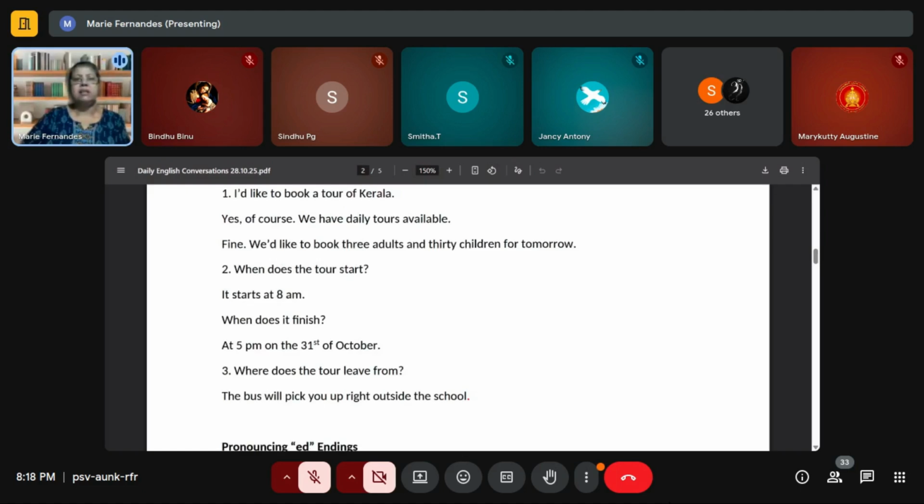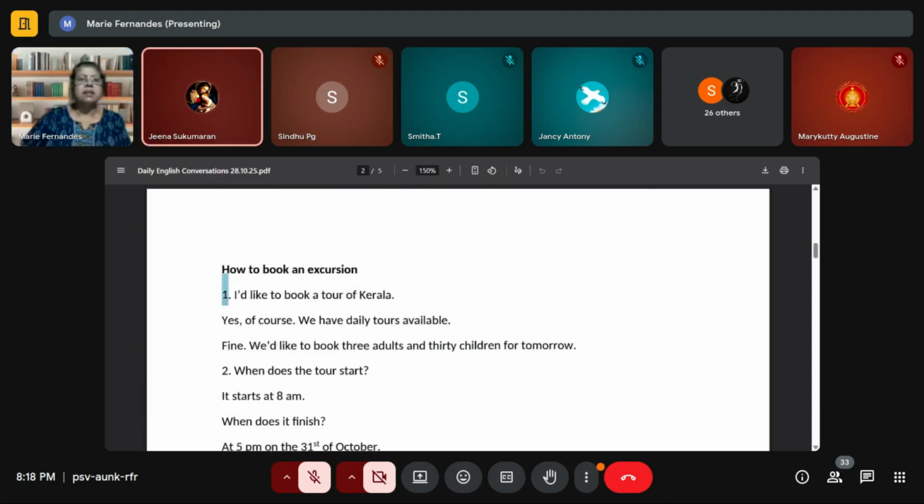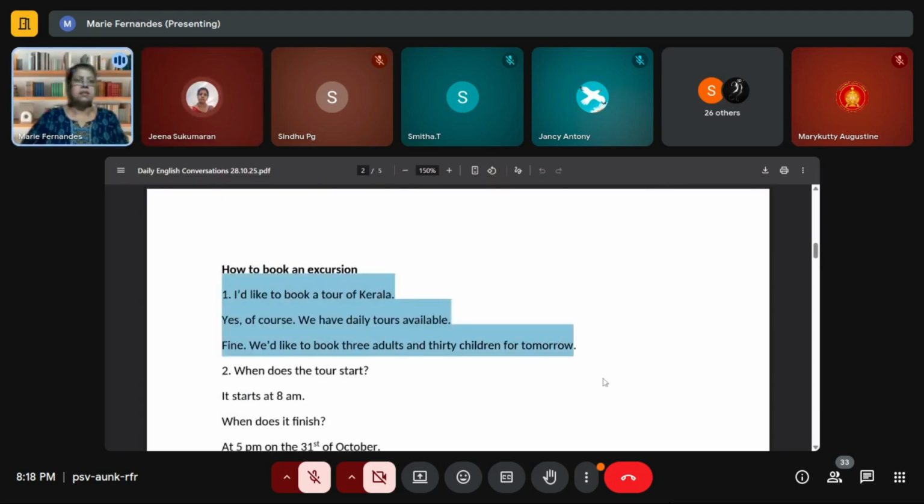Okay. Now let's have Mrs. Gina Sukumaran. Yes, ma'am. Now say these 3 sentences. I would like to book a tour of Kerala. Yes, of course. We have daily tours available. Fine. We would like to book 3 adults and 3 children for tomorrow.